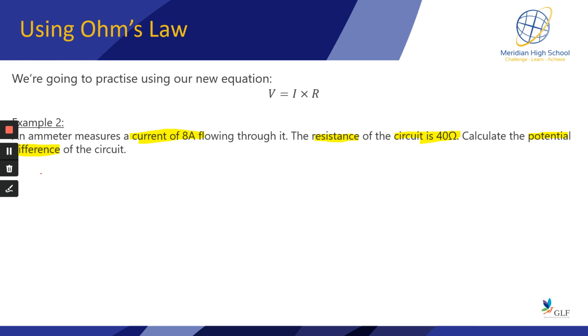So now we're just going to write out that important information again. It's asking us to calculate our potential difference. We don't know what that is. V is equal to a question mark. Telling us our current is 8 amps, so we're just going to say I is equal to 8. And saying our resistance is equal to 40 ohms, so R is equal to 40.